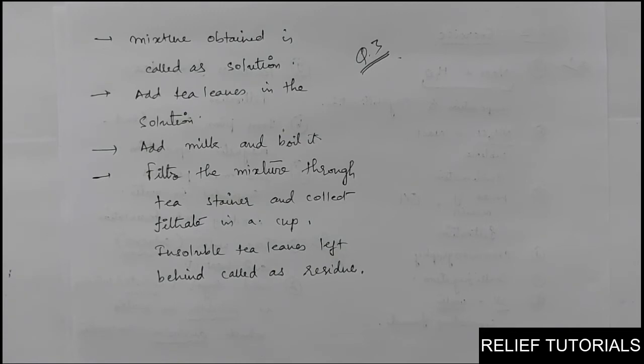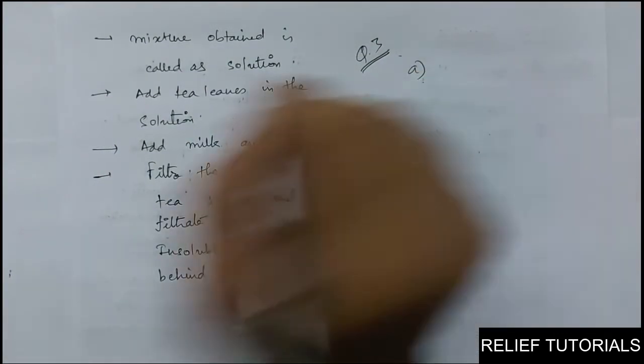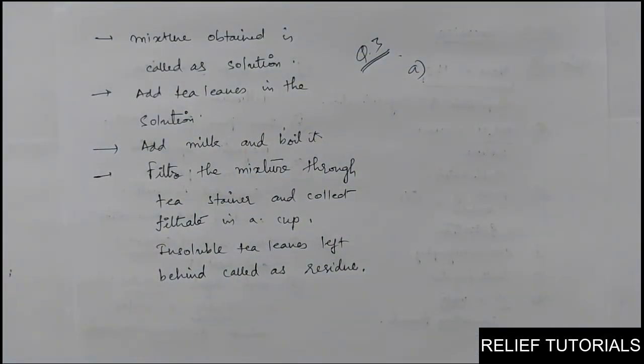Now, regarding this table, we have some questions that we can answer from the table only. The first question A: what mass of potassium nitrate would be needed to produce a saturated solution of potassium nitrate in 50 grams of water?